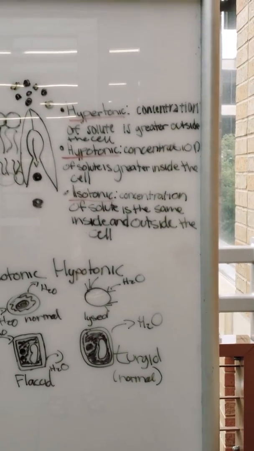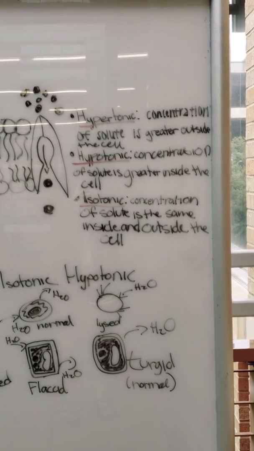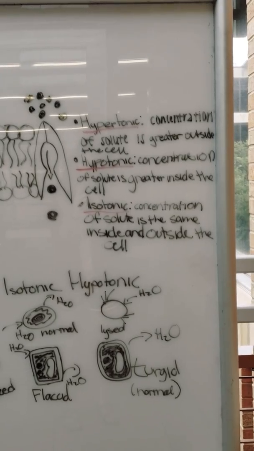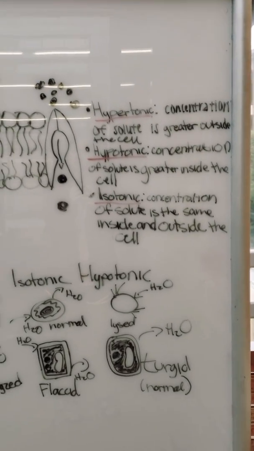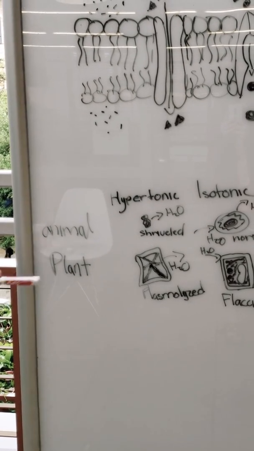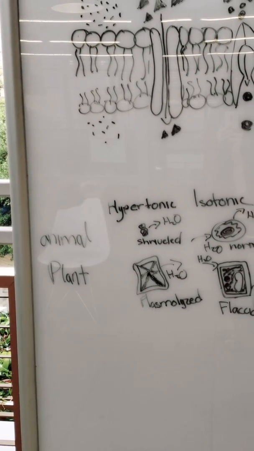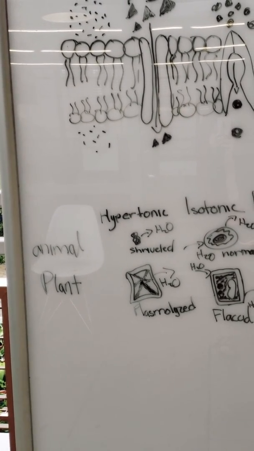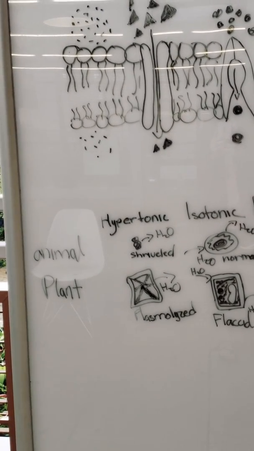Hypertonic is basically when the concentration of solute is greater outside the cell than inside the cell. An example of this would be when an animal cell that does not have a cell wall gets into a hypertonic solution. The water is going to want to go out of the cell, making it shriveled, and it's not good for cells because it'll die.